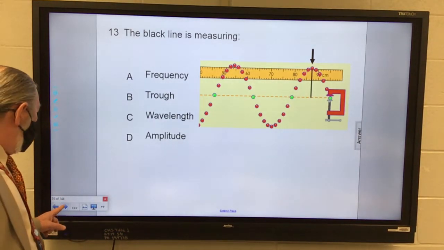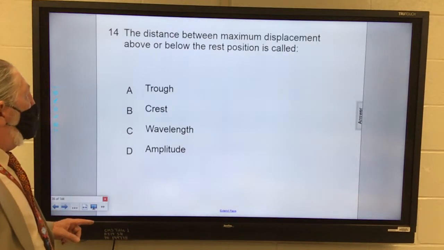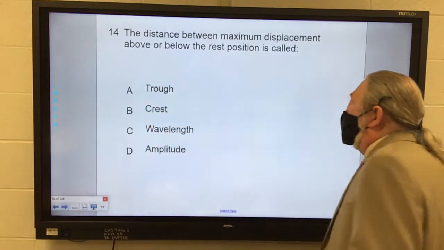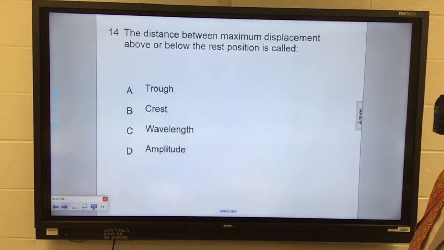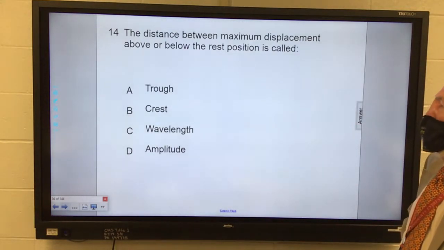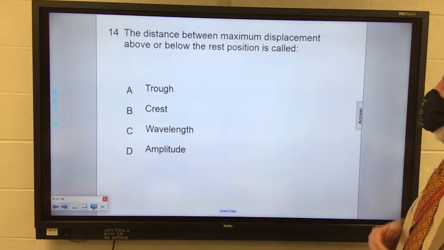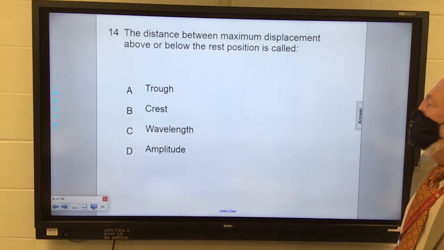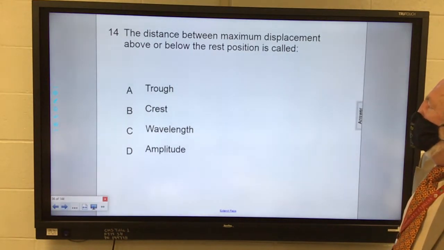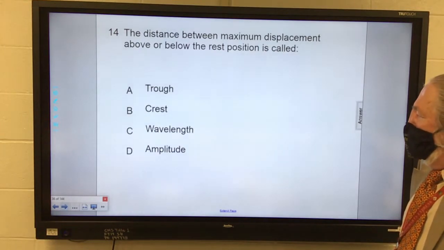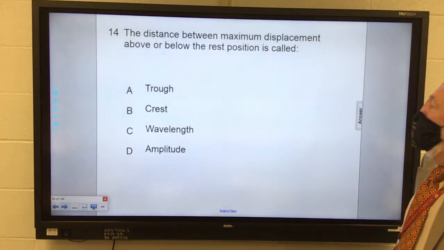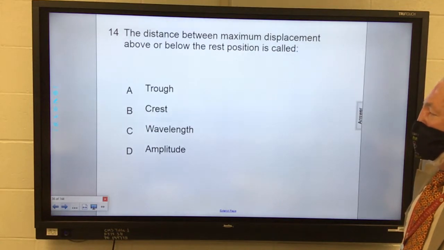Are we ready? I'm moving on. Okay. Here we go. The distance between maximum displacement above and below the rest position is called: above or below. Okay?